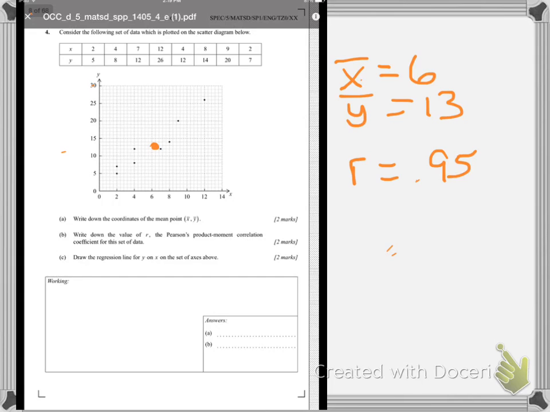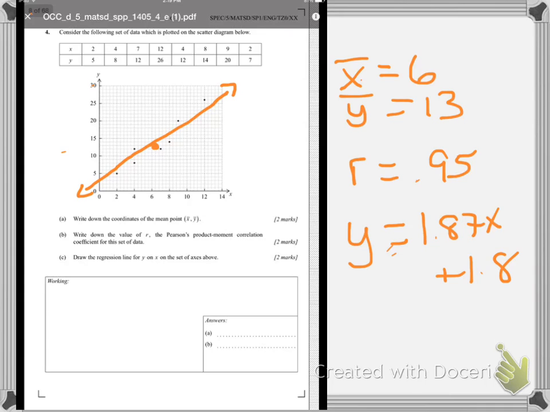All right, now if I look at the equation, my equation simply says y equals 1.87x plus 1.8. So therefore I know that the slope is positive, and I know it's positive because my correlation, my r, is positive, and it goes through 1.8. So what I am going to do is draw a line that roughly goes up to 2 on the y-axis and goes through the mean point. This is what your ruler is for. There's my line. All right, so that is what they are looking for. If you have any questions, please ask me.